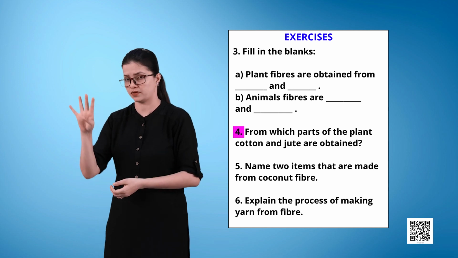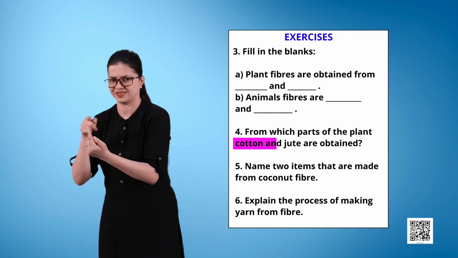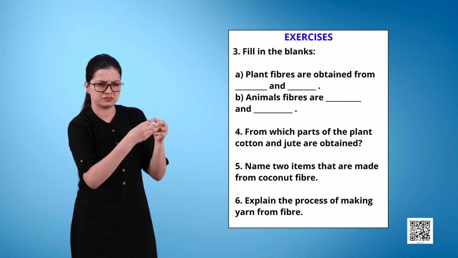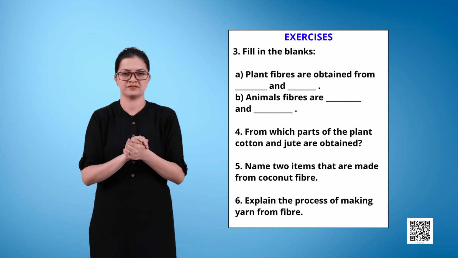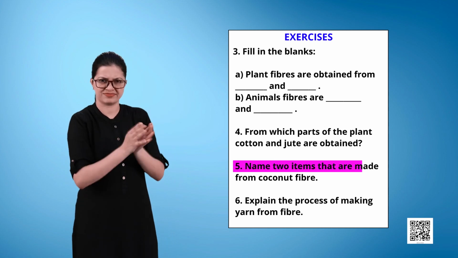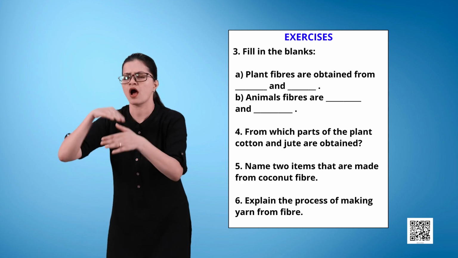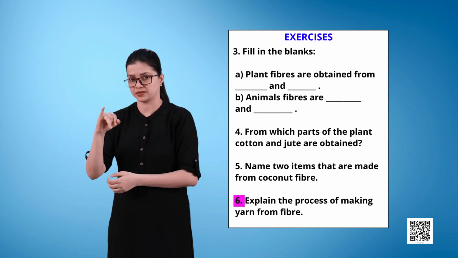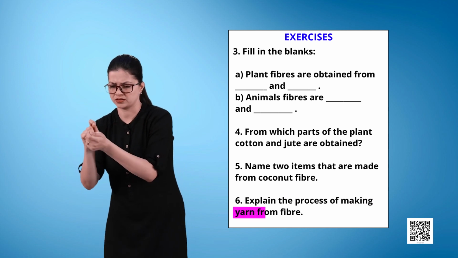4. From which parts of the plant are cotton and jute obtained? 5. Name two items that are made from coconut fiber. 6. Explain the process of making yarn from fiber.